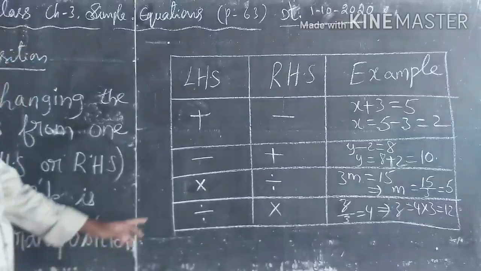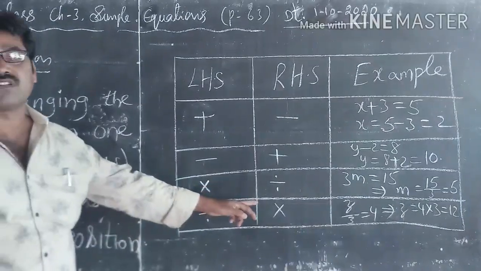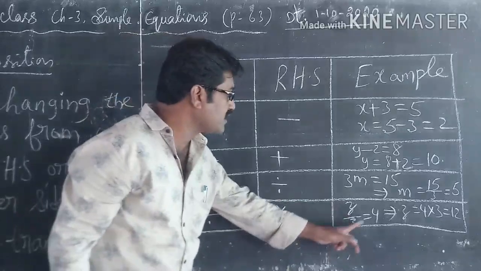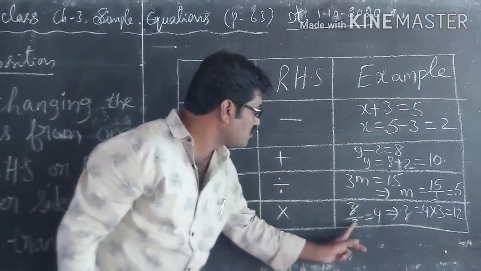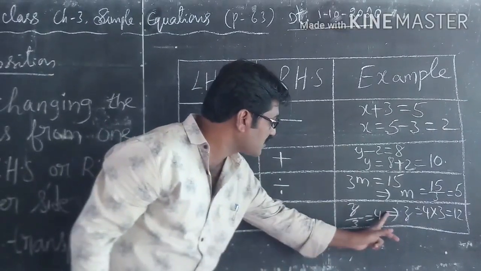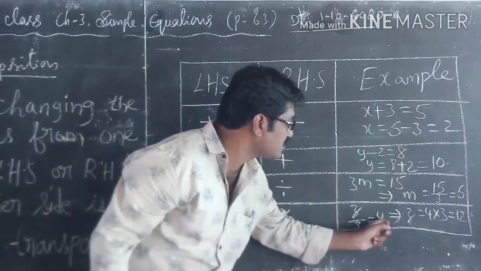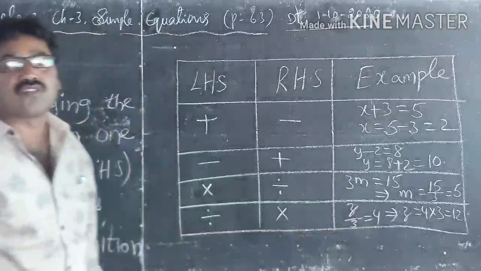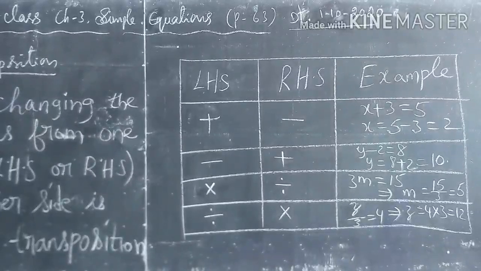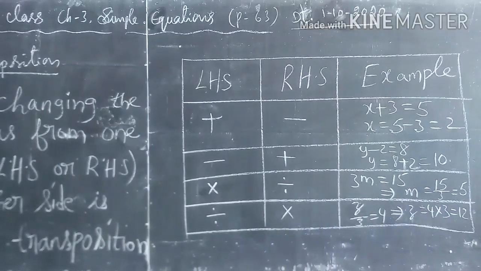Next, divided by goes to into. For example, z by 3 is equal to 4. z is equal to how much? Divided by goes to the right hand side as into, that is 4 into 3, which is equal to 12. Okay, children, understood? Note down in CW.